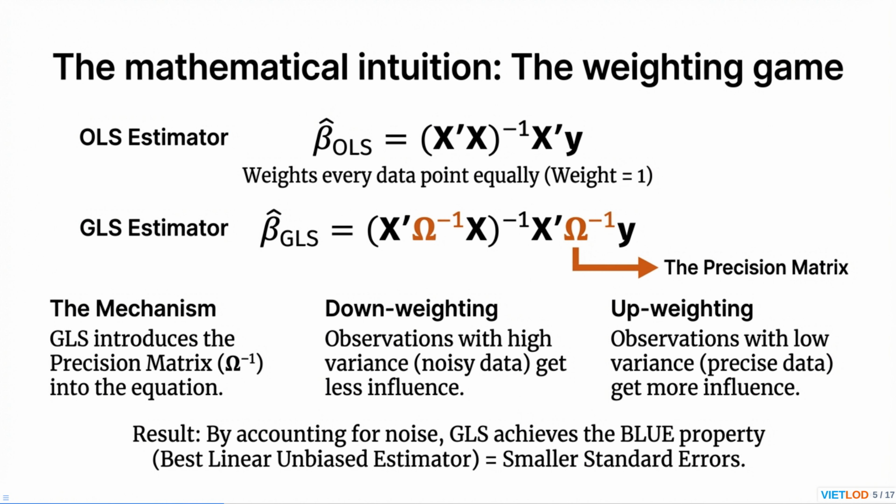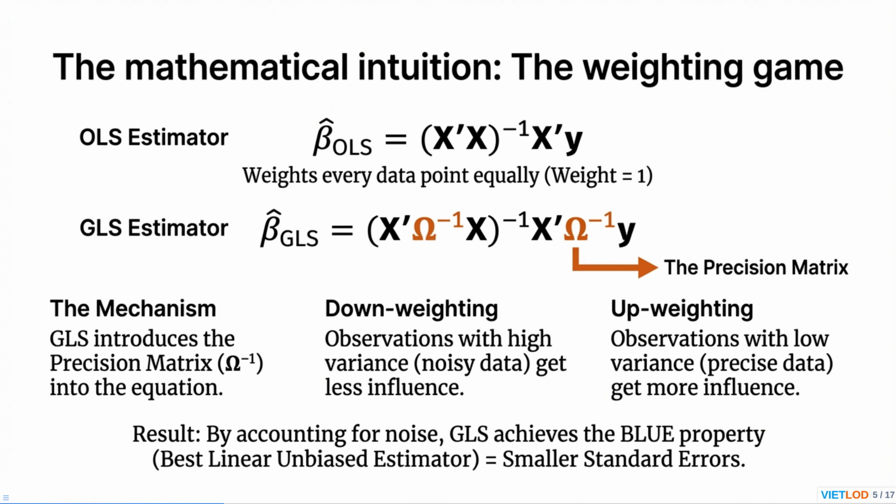The standard OLS estimator, as you see in the formula, gives equal weight to every single data point. It inherently treats all observations as equally informative, essentially giving each a weight of 1. In contrast, the GLS estimator introduces a crucial new component, the precision matrix, denoted as omega inverse. This matrix is the inverse of the error covariance matrix, which we'll explore in more detail next.